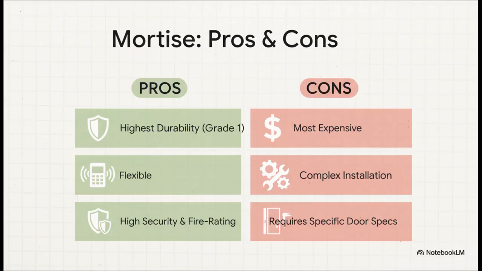So the pros are huge. You're getting unmatched durability for doors that are constantly being used, and it's incredibly flexible. If you need to add a card reader or hook it up to an access control system, the mortise lock is built for it. But, and this is a big but, there's a trade-off. It's the premium choice. It's expensive, and so is the skilled labor you need to install it. You really have to plan for it from the get-go, making sure your door is thick enough to even house it.